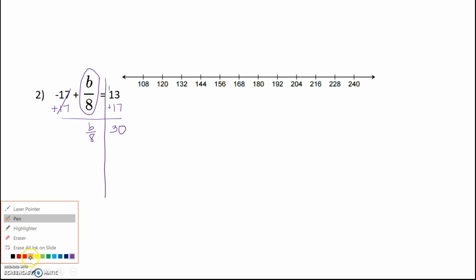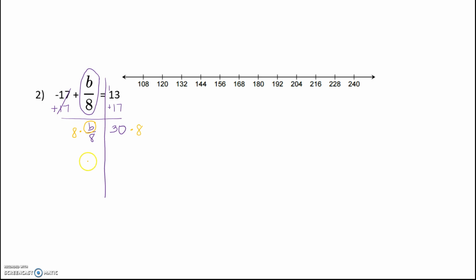So that was my first step, add or subtract. My second step is always to multiply or divide. So again, I'm circling my variable because I want to get that by itself. So I have to get rid of the 8. Right now it says b divided by 8, so I'm going to undo that division with multiplication. So I'm going to multiply both sides by 8.